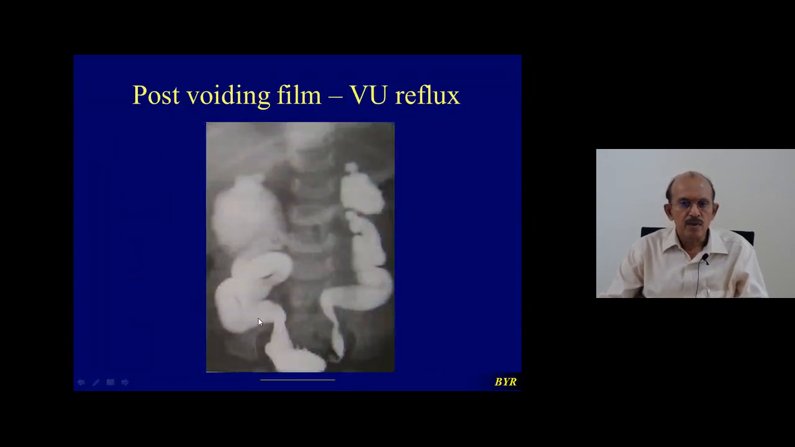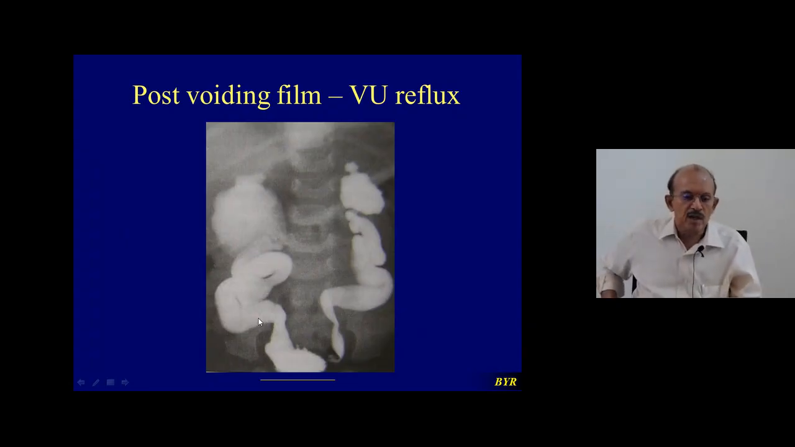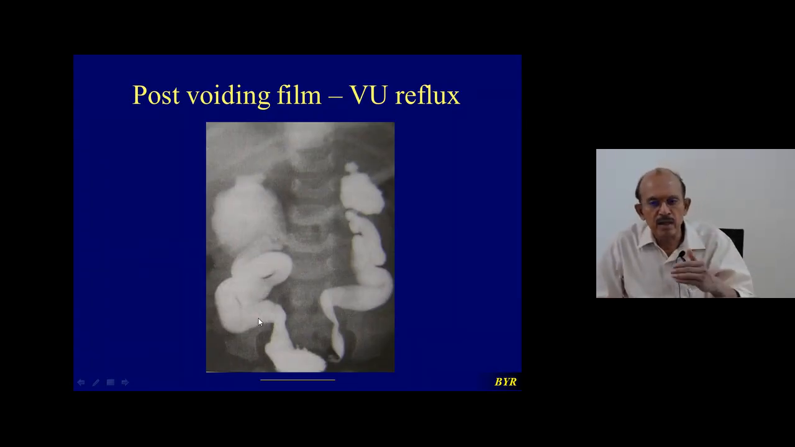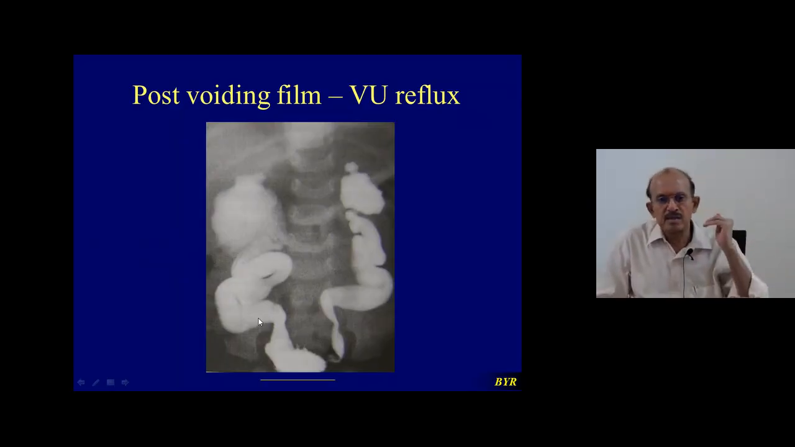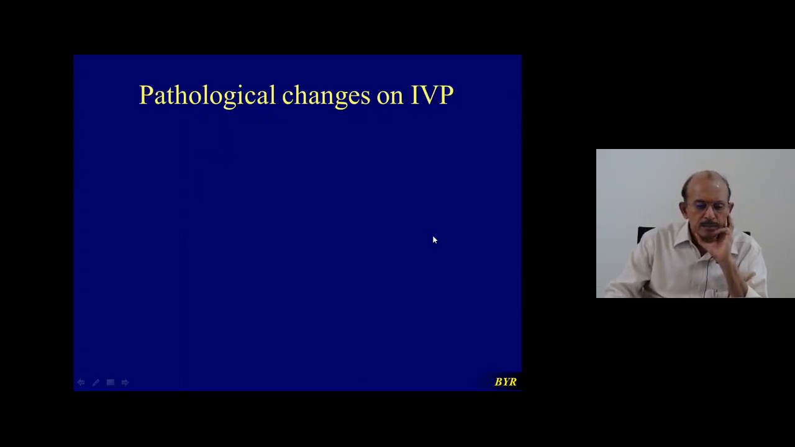You can see here, this is a patient with vesico-ureteral reflux. That means bladder urine is regurgitating into the ureters. So you can see ureters have been dilated and become tortuous. So there is retrograde urine from the bladder into the ureters, and after the patient voids the urine, you can see the ureters are filled with the radio-opaque dye here. This is a typical example of vesico-ureteral reflux.